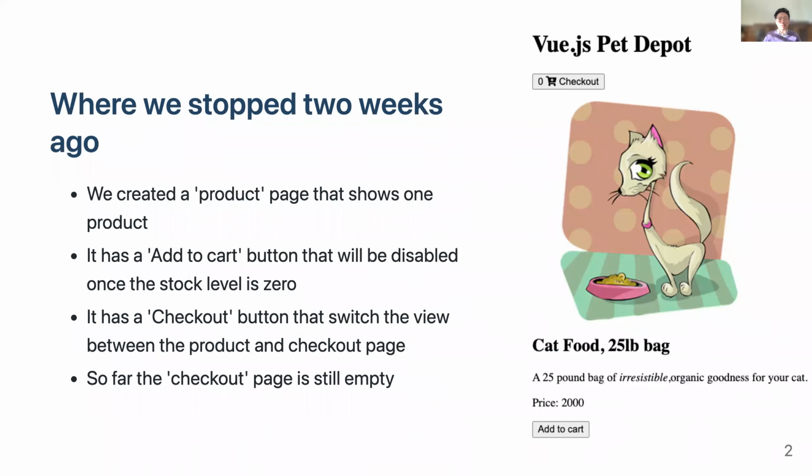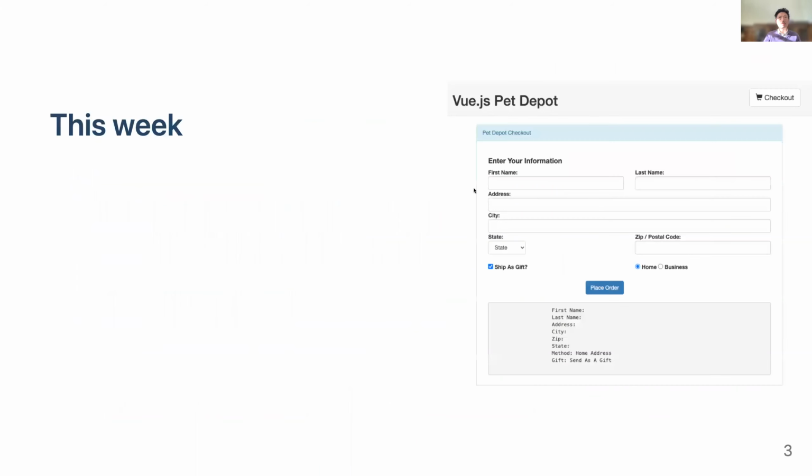We just started on the checkout page, and essentially when we go to the checkout page, we only have empty space. There's nothing there yet. So today we're going to add more to the checkout page. We'll create something similar to this, maybe not as well formatted. We're just adding all these different fields onto the checkout page.